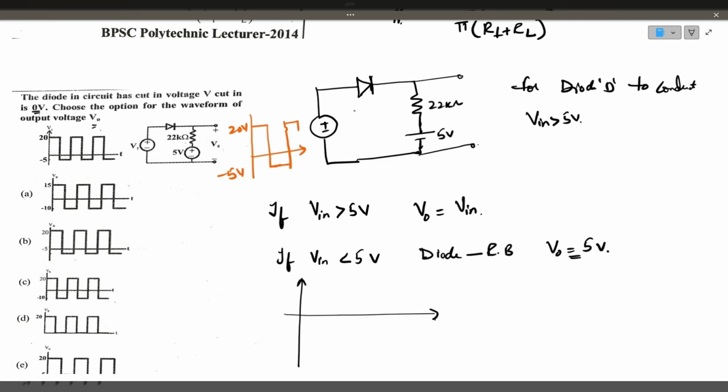The output waveform, I am drawing the output waveform directly. So if input voltage is greater than 5 volts, means the positive half cycle, input voltage is 20 volts. So here the diode conducts. So the output voltage is nothing but the input voltage, that is 20 volts. And that 20 volts comes into the picture. So during the negative half cycle, that is minus 5 volt, input voltage is less than 5 volt. So the output voltage will be equal to 5 volts.